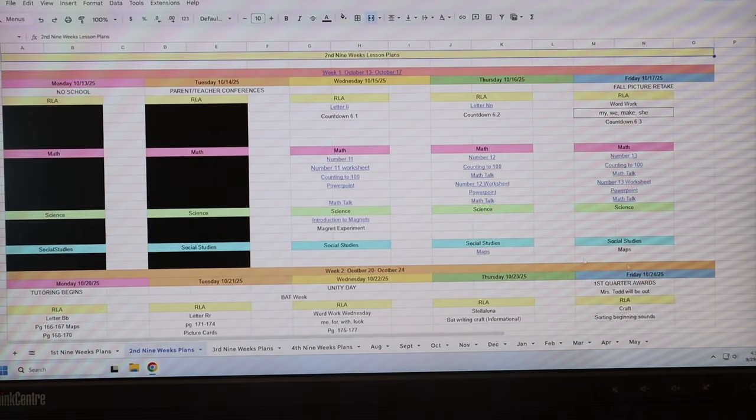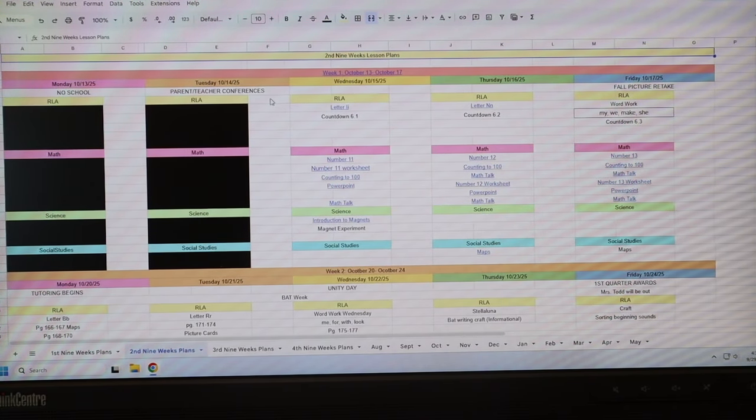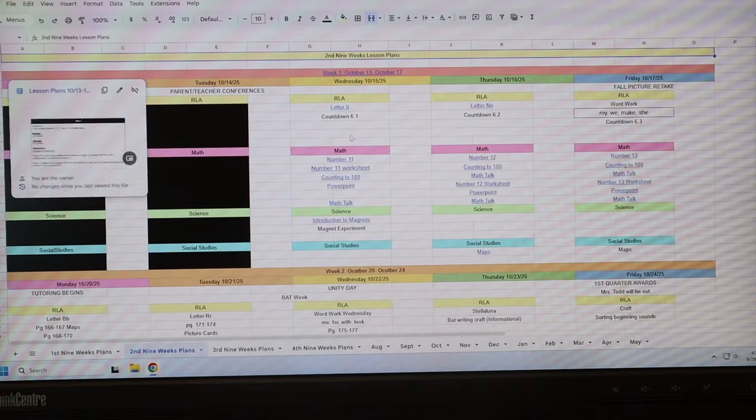Okay, so here is how I pretty much set it up. I love the fact that I use Excel sheets. I've learned how to do it, and honestly, I probably will never go back. This is our first week of the second 9 weeks, which is happening pretty soon. Anytime that we don't have school, I like to make notes above it. On Monday, we have no school because it's fair day. Tuesday, we don't have school because of parent-teacher conferences. Then we'll start lessons back on Wednesday, Thursday, and Friday.